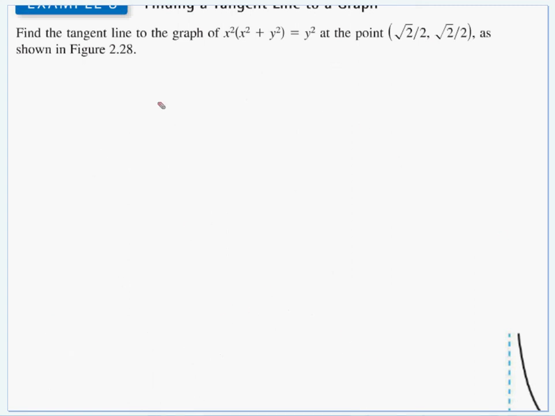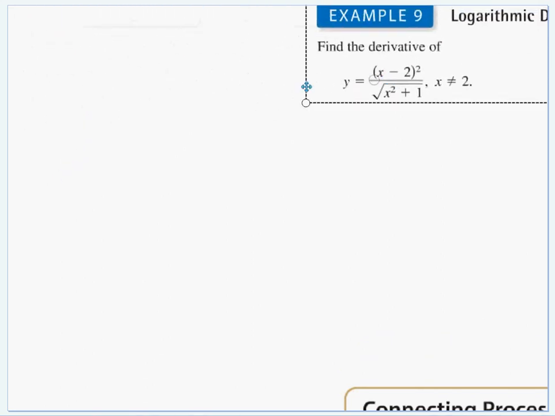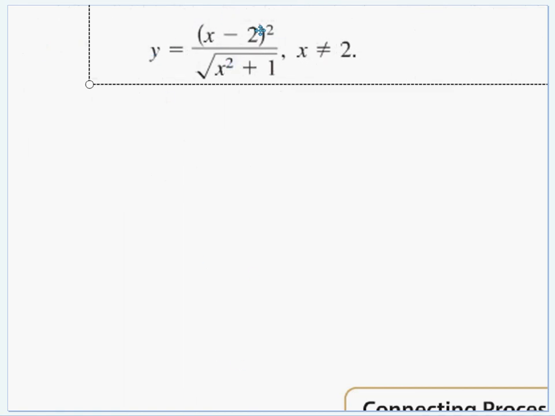Now we get to some of the trickier ones. This technique, logarithmic differentiation. And it says here, it's convenient to use logarithms as aids to differentiating non-log functions. This procedure is called logarithmic differentiation. So here's our function. y equals x minus 2 quantity squared upstairs, radical x squared minus 1 downstairs. If we were to derive it in this form, we would need a quotient rule. And then our d high would require a chain. Our d low would require a chain. This could quickly turn into quite a mess.